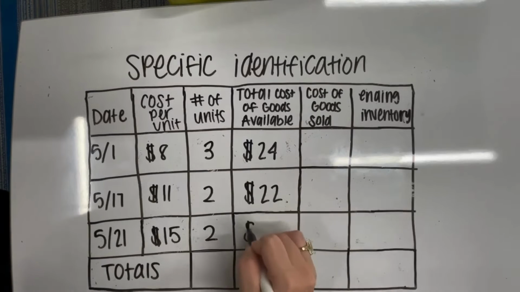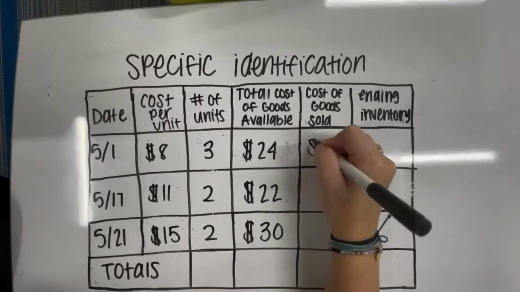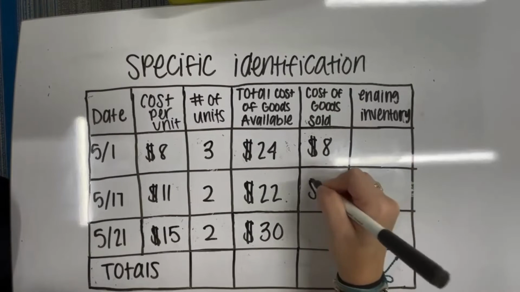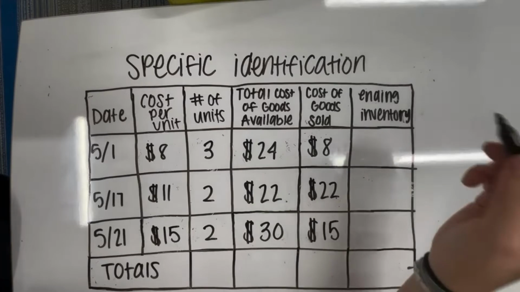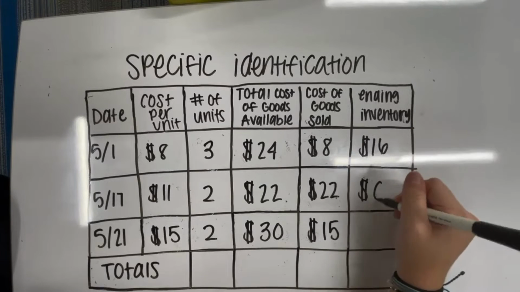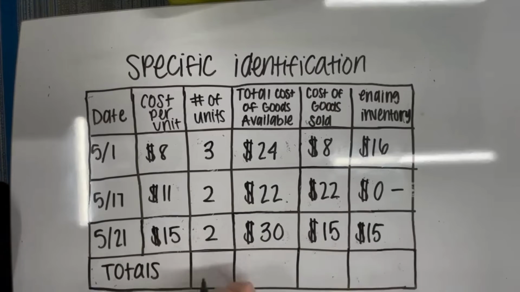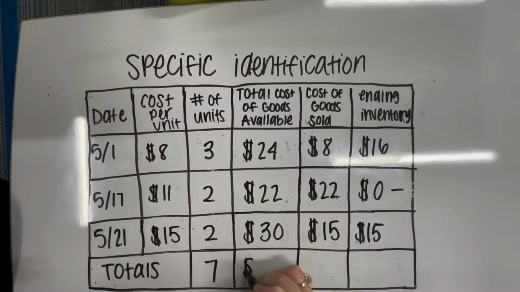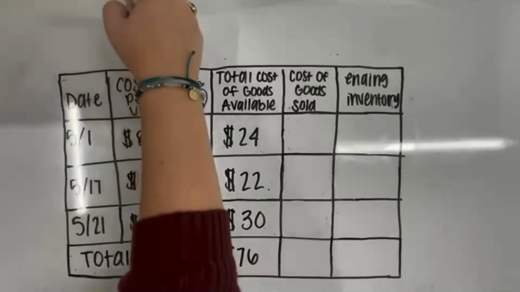Since 1 white shirt sold, we will take the $8 times 1 unit, 2 blue shirts sold, so $11 times 2 units, and 1 red shirt sold, so $15 times 1 unit. To calculate ending inventory, we will subtract cost of goods sold from the cost of goods available. Then we will total these amounts at the bottom. The sum of the total cost of goods sold and the total ending inventory should always equal the total cost of goods available. So 46 plus 31 should equal 76, and it does.